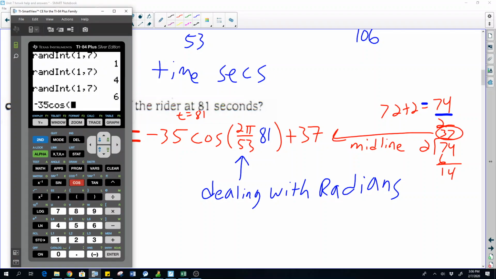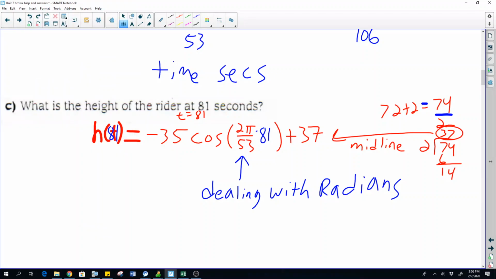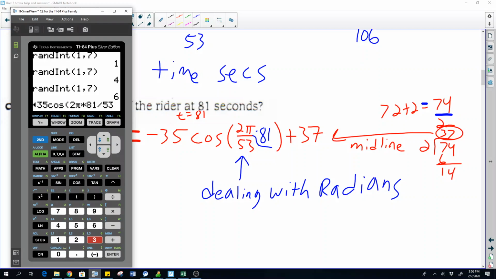So now we're going to plug that in our calculator. Negative 35 cosine of 2 times pi times 81, and then all that divided by 53, because we have 2 pi times 81, all divided by 53. Then we close parentheses, and don't forget to add our 37. Bam! So that gives us 71.44. No, height, sorry, meters, which is nearly the top, nearly.